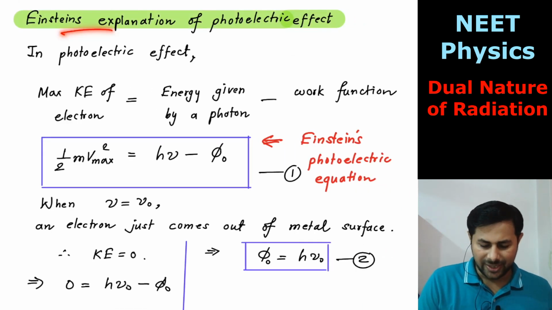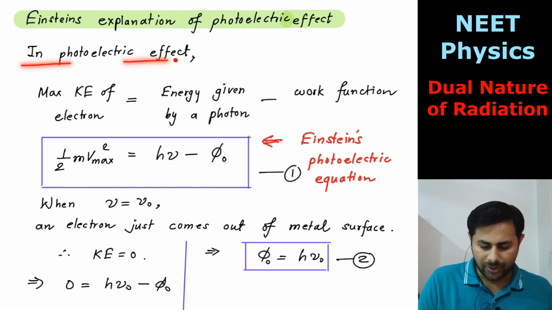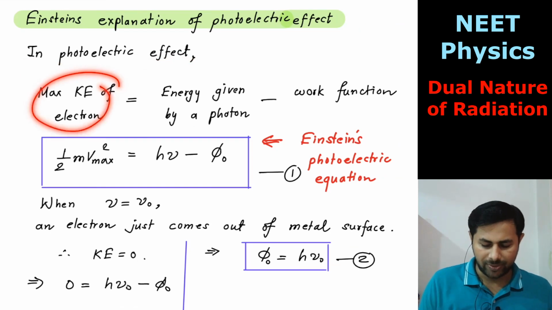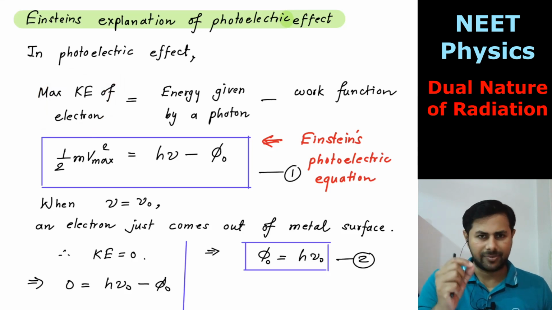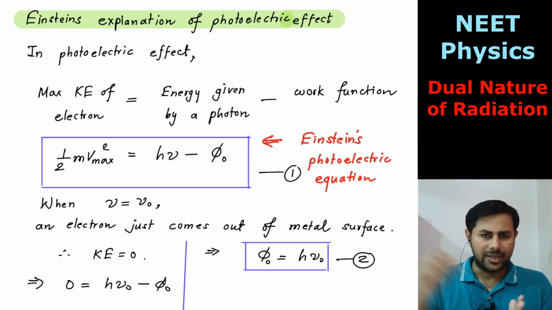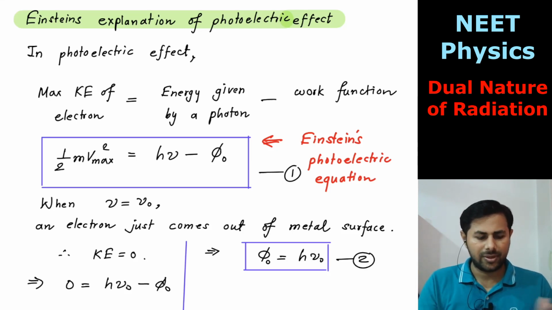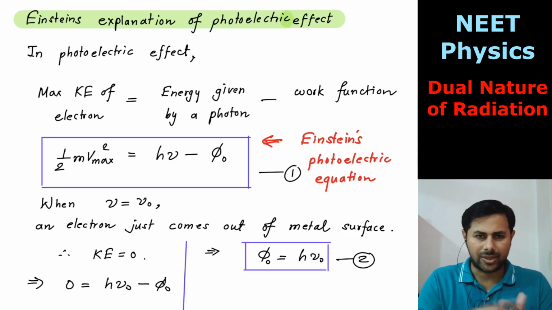Now let's see how this theory of Einstein explains the photoelectric effect. In the photoelectric effect, we have the maximum kinetic energy of electrons. Suppose light has some energy. One photon strikes one electron, then what will happen? The photon's energy is readily given to the electron. Now the electron requires some energy to come out of the metal surface. If the energy of the photon is greater than that energy, then the electron will come out and it will also have some kinetic energy.